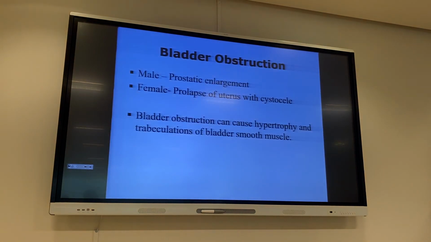All right, now bladder obstruction, either in males as a result of prostatic enlargement, or in females as a result of prolapse of the uterus with cystocele, they do the same kind of presentation.